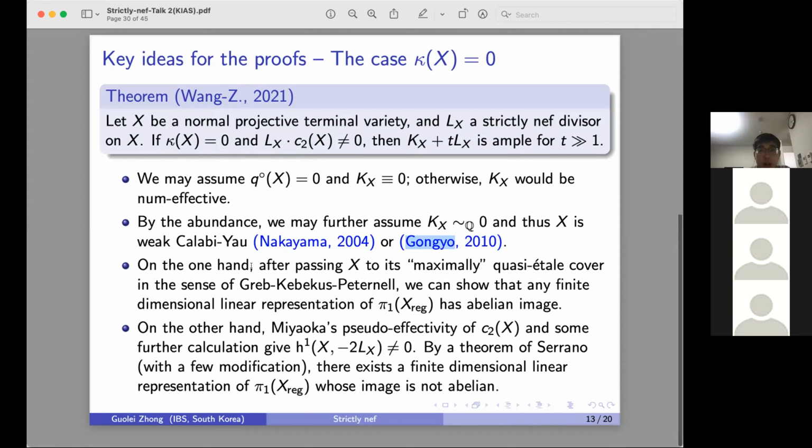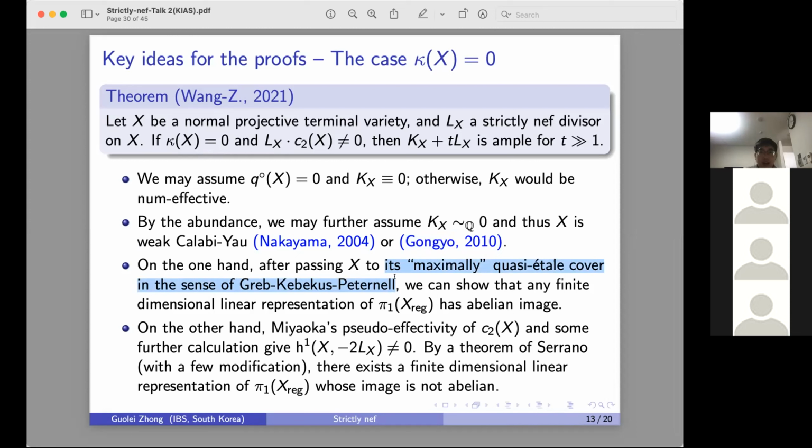Okay, so on the one hand, we pass X to its maximally quasi-étale cover in the sense of Greb-Kebekus-Peternell. So this cover is too technical, so I just skip the definition here. Oh, sorry to interrupt.